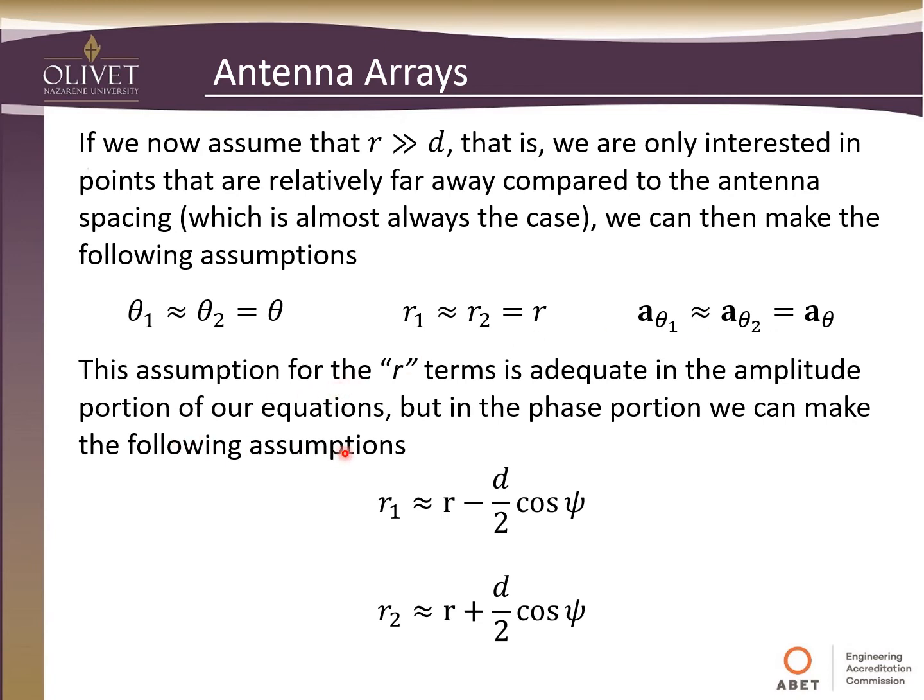So this assumption for the R term is adequate in the amplitude portion of our equation, but it doesn't work in the phase portion of our equation. So in the phase part, we still need to keep track of the different R values. And so the R1 is basically equal to R minus D over 2 cosine phi, and then R2 is basically equal to R plus D over 2 cosine phi. So we're going to take these approximations and see if we can simplify our equations a little bit.